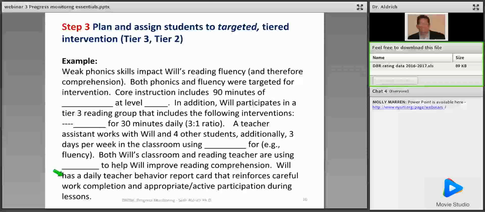We don't want 3 pages. We don't want 3 phrases. So an example might be, weak phonics skill impact Will's reading fluency and therefore comprehension. Both phonics and fluency were targeted for intervention.